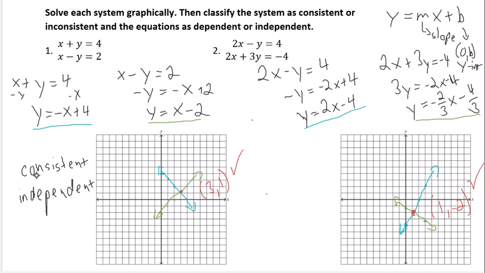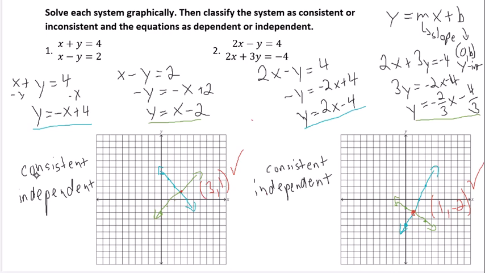It is inconsistent when they're parallel. So again, on this second one here, also the same. They are consistent because there is a solution. They are intersecting. And there are two separate lines that you can see, so we can say that these are independent.